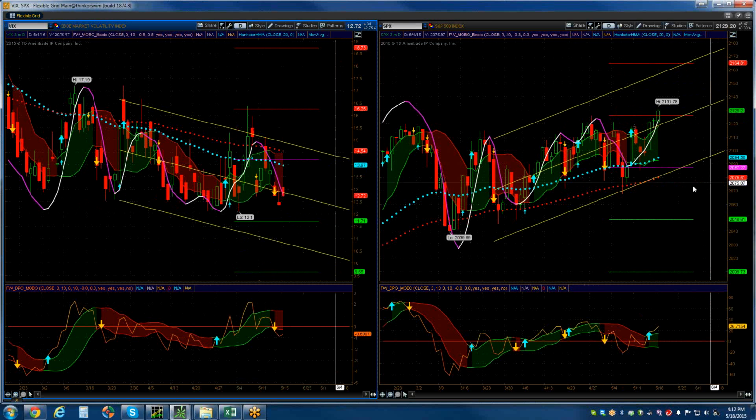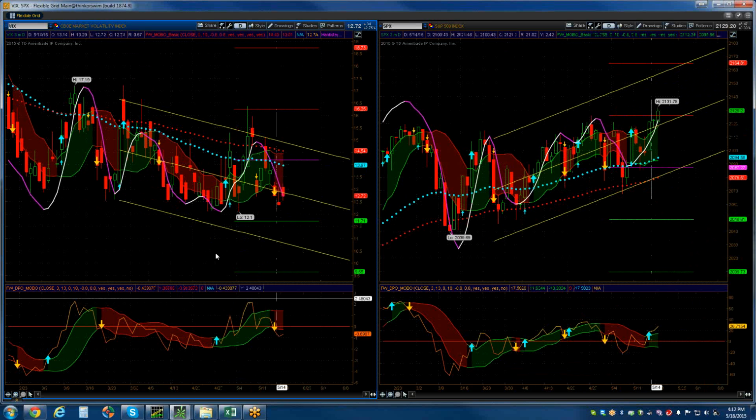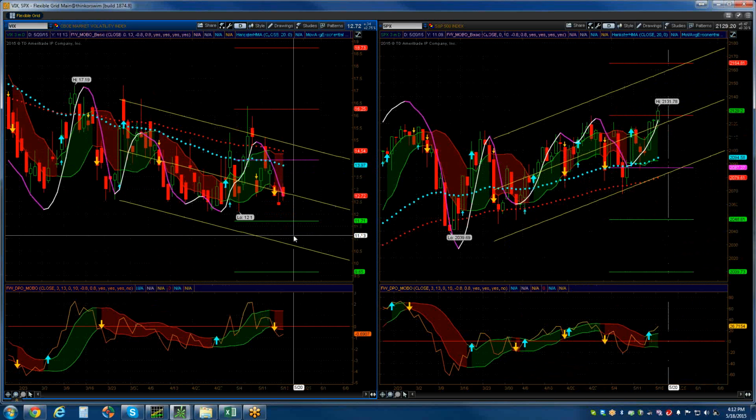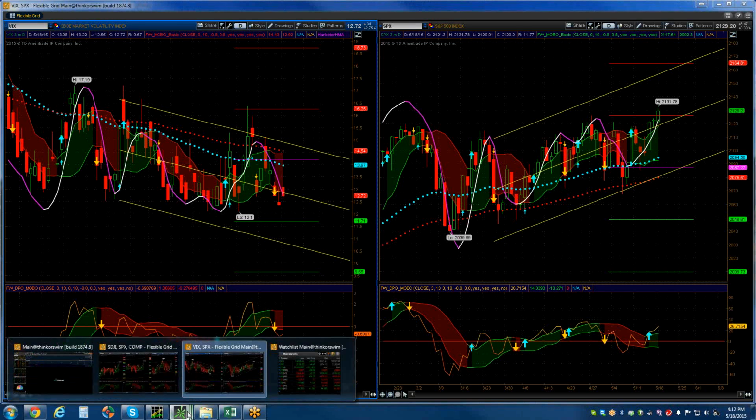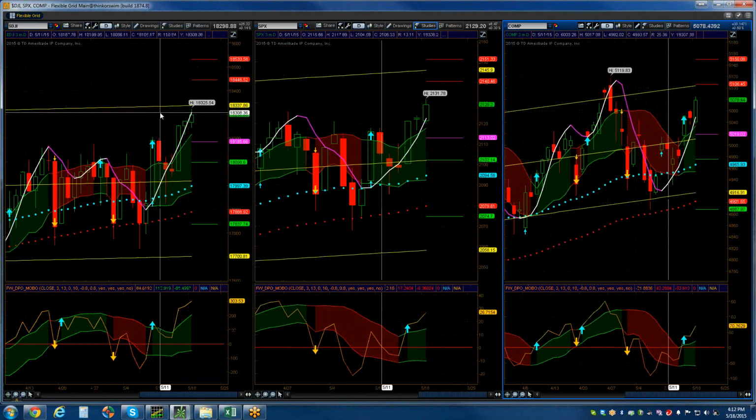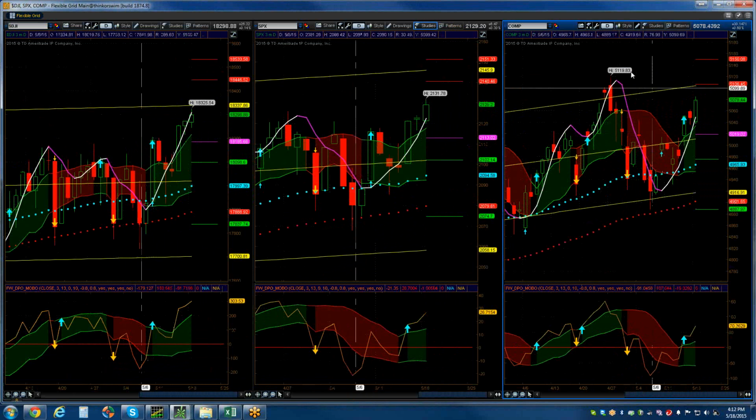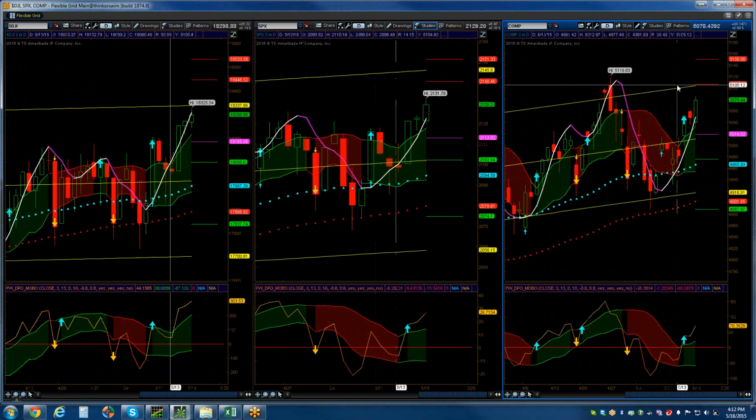But as everything stands right now, we're in a bullish market. VIX continues to go down. We're reaching new highs on all the indices, on the Dow and the S&P, and probably soon to come, we're going to break 5120 on the NASDAQ.